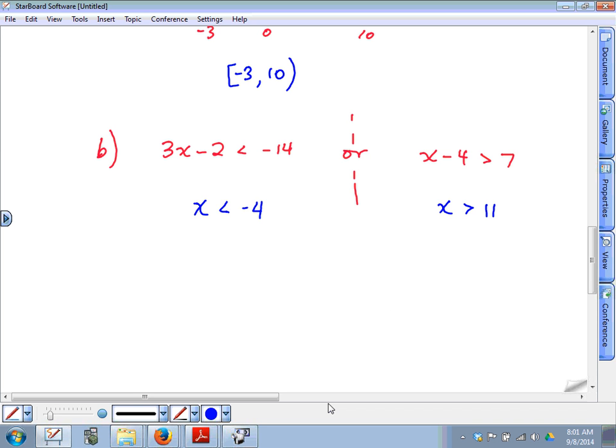The reason this has to be called the OR and not the AND is it's not possible for a number to fit both sides. It can't be greater than 11 and less than negative 4 at the same time. Right? Follow me? That's why it has to be OR. Either a number is greater than 11 or it's less than negative 4, but it can't be both at the same time. It's clear?